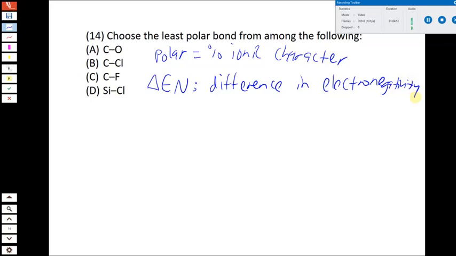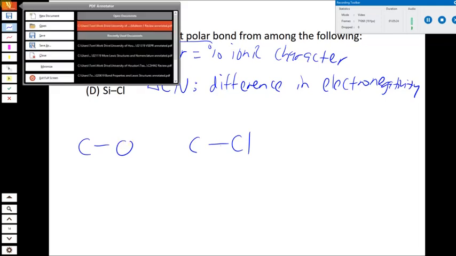And as with most of these problems, comparisons of two at a time can be helpful, especially ones that have one of the elements in common, okay? So if we're looking for the least polar here, if we have carbon, oxygen, and carbon, chlorine, they both have carbon in them. And so we have to figure out for which of these carbon has a greater difference in electronegativity, which one is the larger gap between those electronegativities of the two elements.